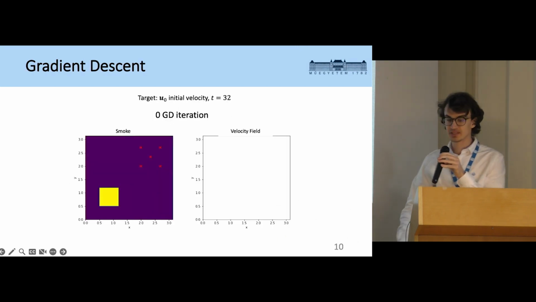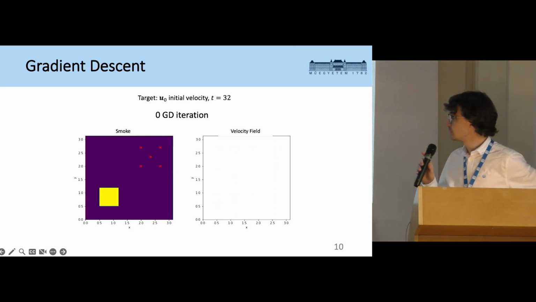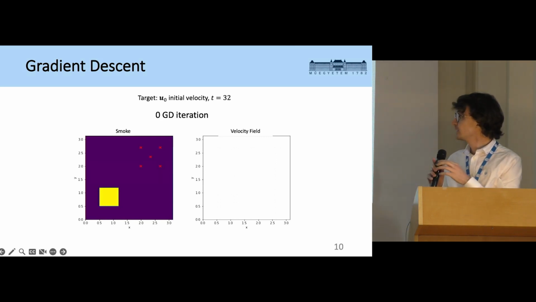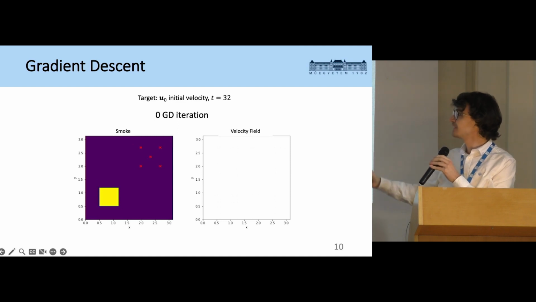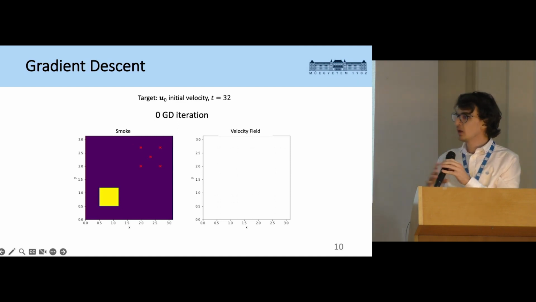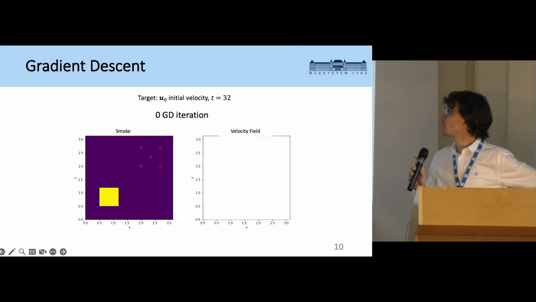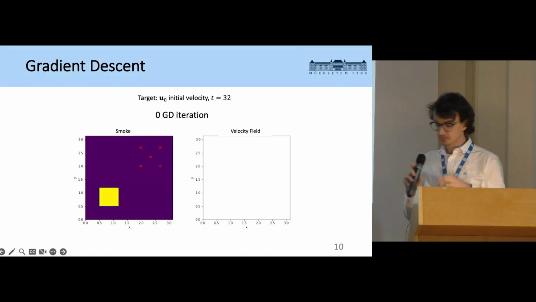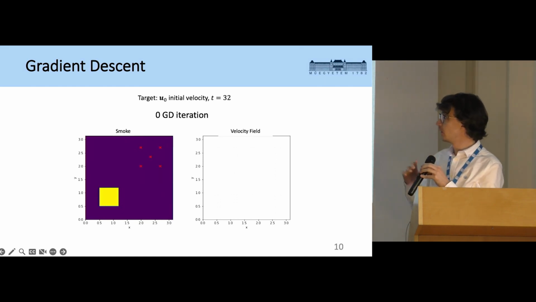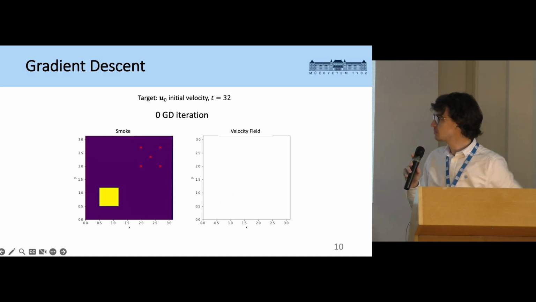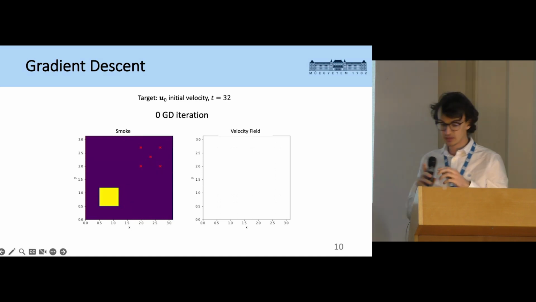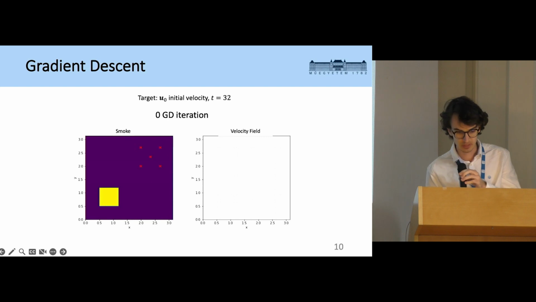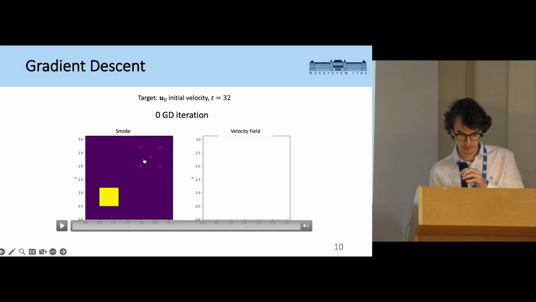So let's look at this in practice. Here we see a fluid simulation where our target is to find some initial velocity field, plotted on the right, which when simulated for 32 time steps, given some initial smoke plotted on the left, the smoke will be advected to some target position, here denoted in red.